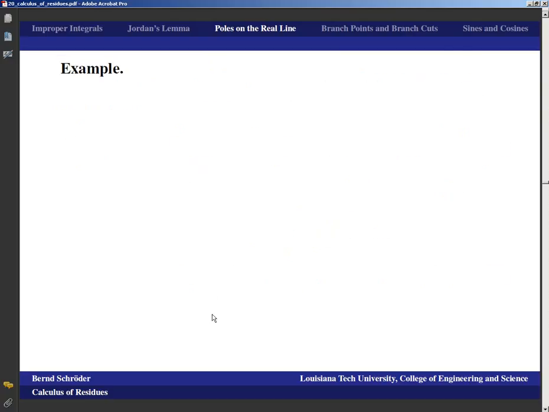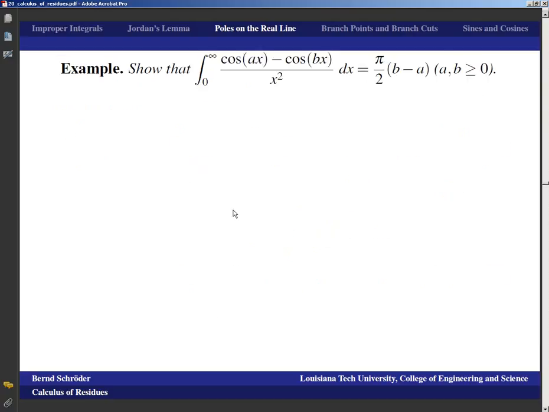This theorem is of course extremely valuable if we now want to look at an example where we want to solve this integral. We want to show that the integral from 0 to infinity of cosine ax minus cosine bx divided by x squared is equal to pi halves times b minus a, where we assume that a and b are greater than or equal to 0. Well, then we have the following.